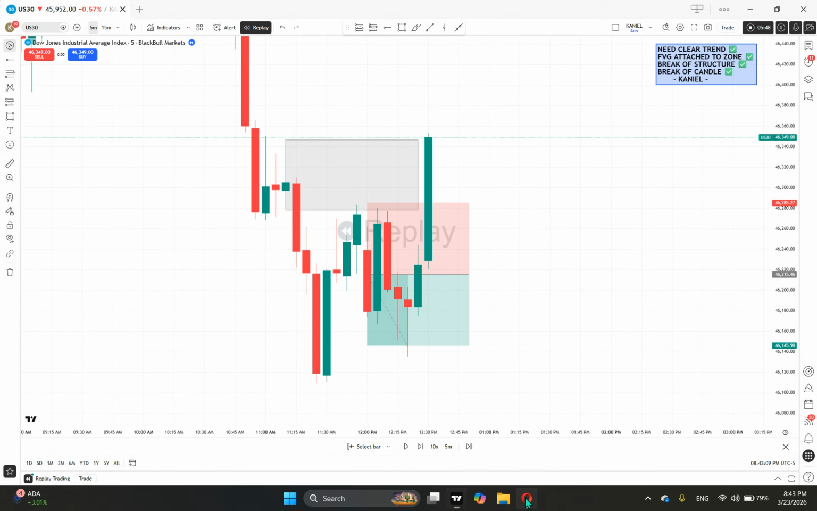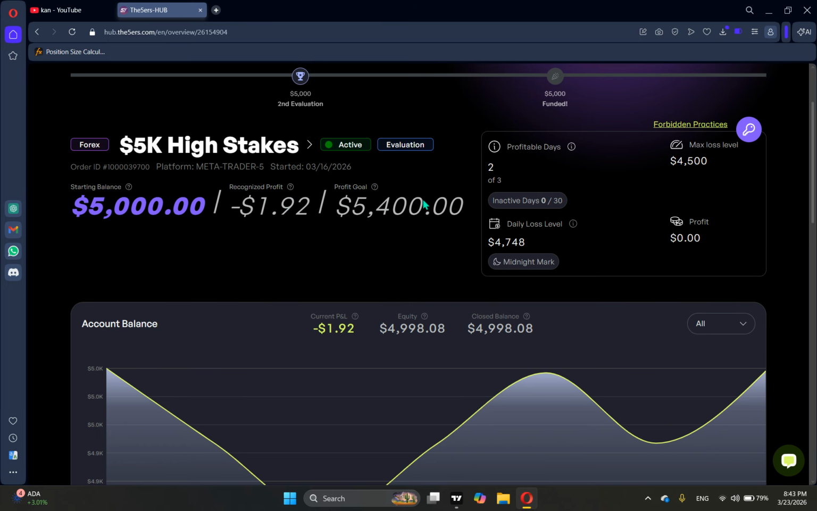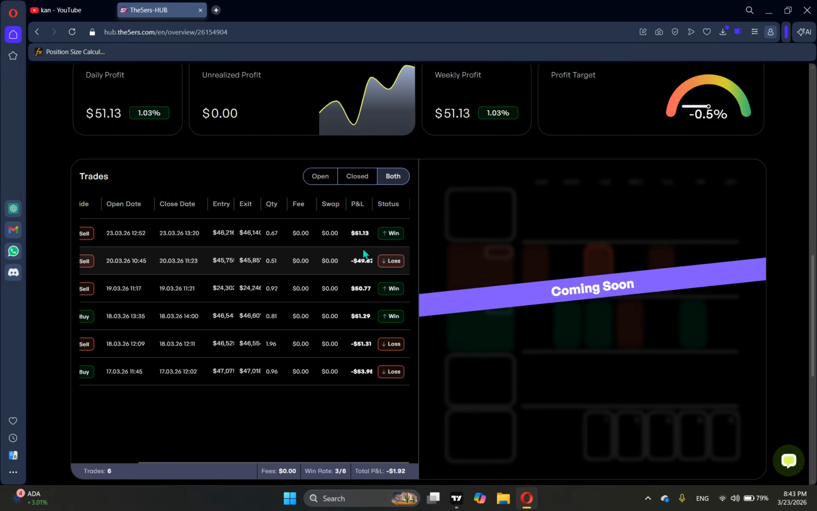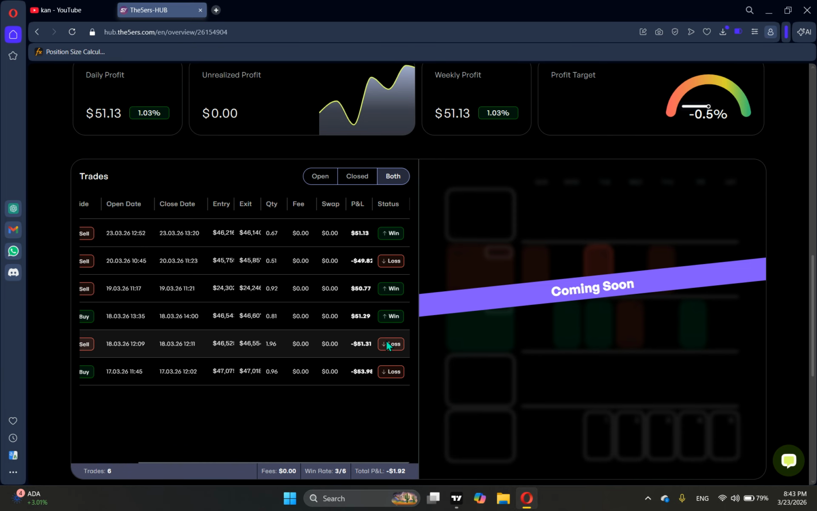So let me give an update on the Fivers account now. We're $1.92 from being break even. These were the past trades. First trade, a loss. Second trade, a loss. I shouldn't have taken this trade. This was a 1 minute time frame trade, so I shouldn't have taken it. But I recovered from that loss the same day.